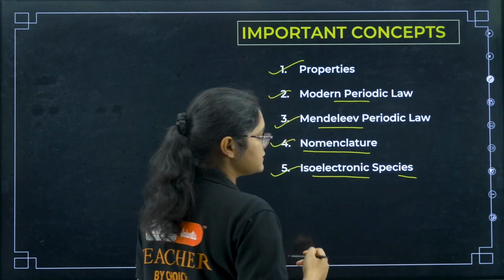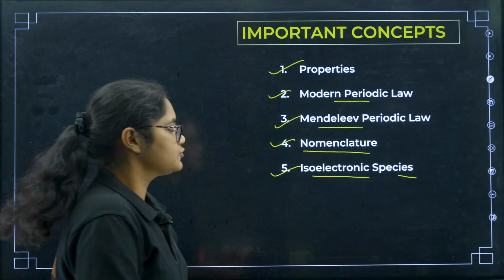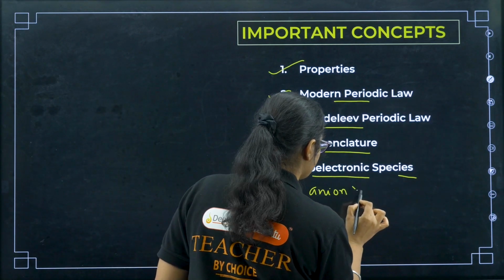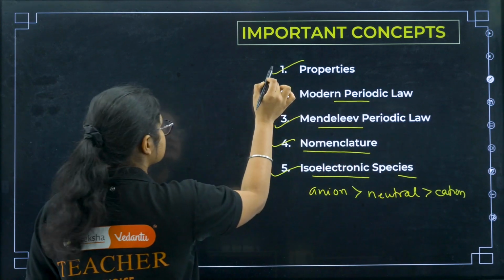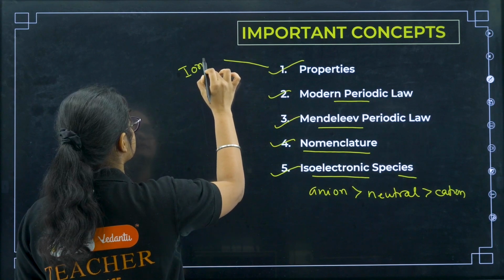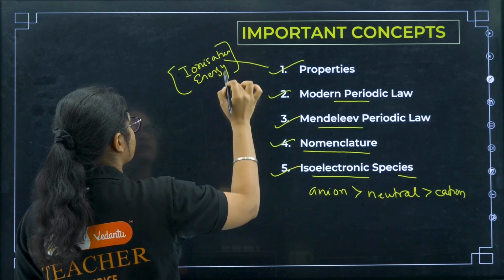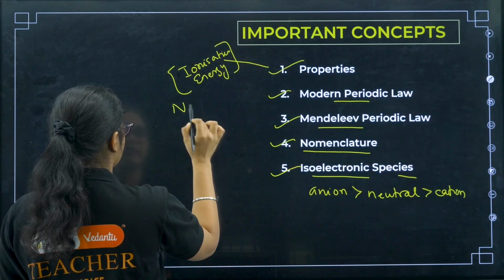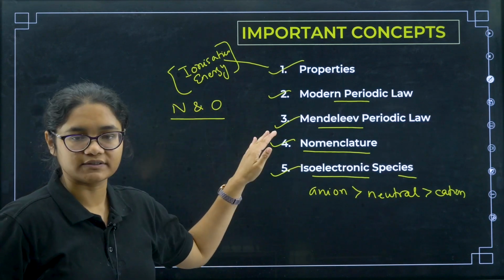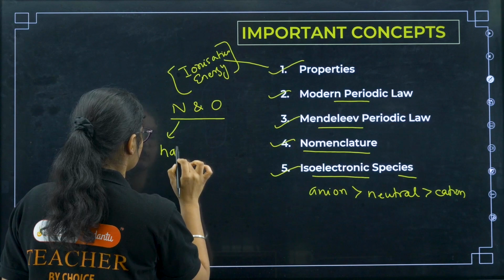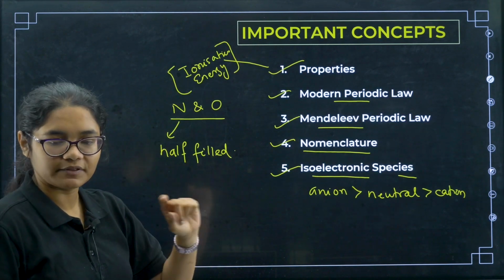Then isoelectronic species, and how to arrange the size of these atoms in isoelectronic species. Always remember, first will be the size of anions, then neutral atoms, and then cations. In properties, the most important property you should remember is ionization energy. Most of the questions will be asked from here. So all the exceptions, especially for nitrogen and oxygen, you should know why the ionization energy of nitrogen is more than oxygen, because of nitrogen's half filled electronic configuration. This is the most important thing from this particular chapter.